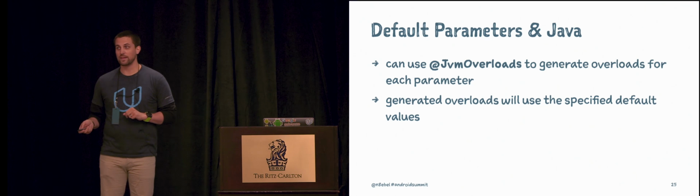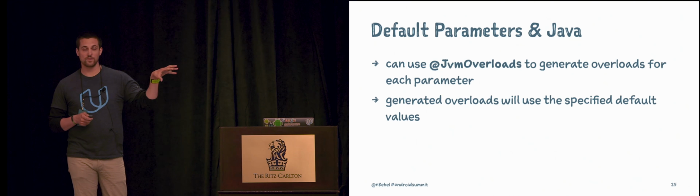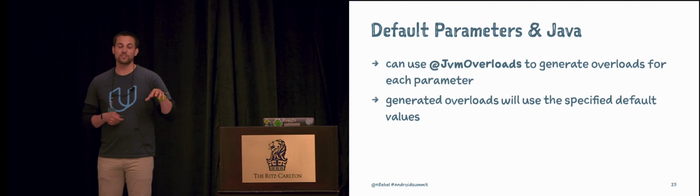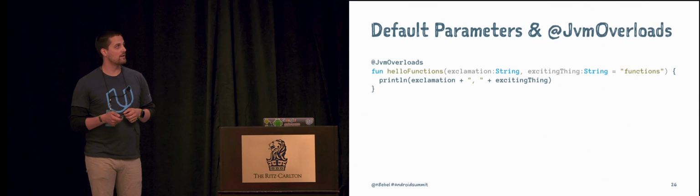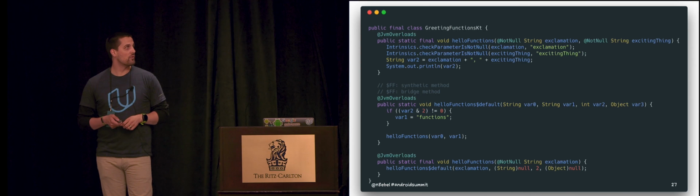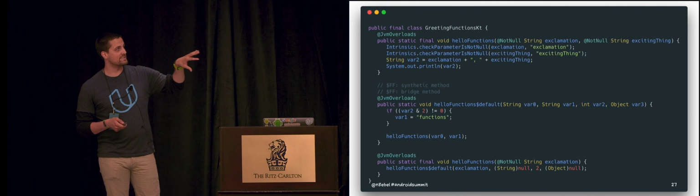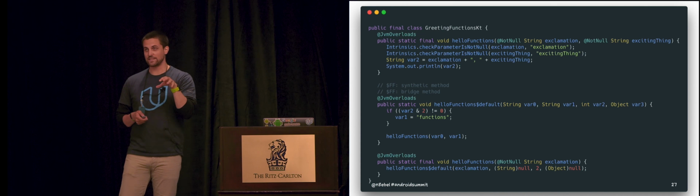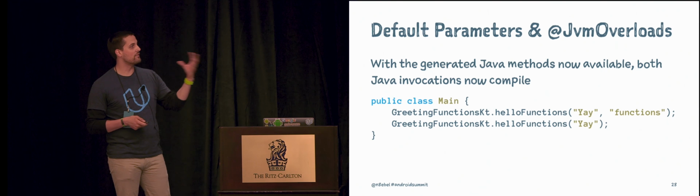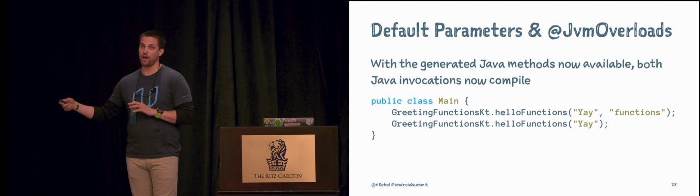However, we can get around this if you really want to. If you're working very much between Java and Kotlin, you can add the JVM overloads annotation to your function. This will then generate the overloads for you so you can use it consistently in both languages. So if we add that annotation to the same function we had before, we'll then get some generated code like this in Java. So we now have multiple methods that have been generated, and it will use that default value where needed. So now if we go back and look at our invocation again, we see both versions of this now work from Java as well as from Kotlin.